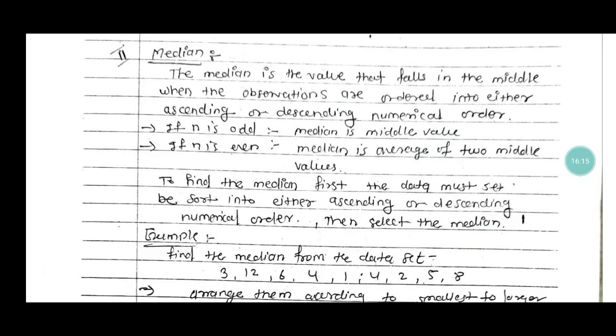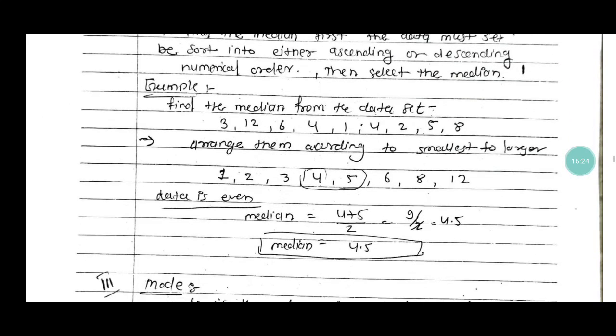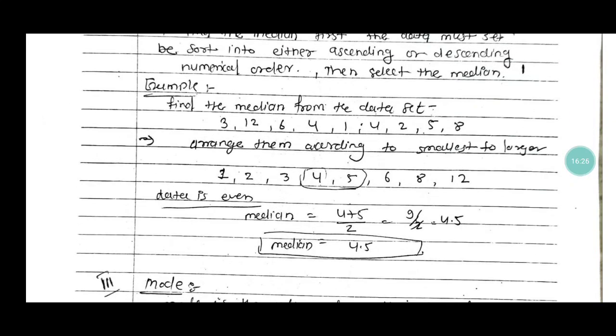So to find the median, first the data set must be sorted into either ascending or descending numerical order, then select the median. Here is an example. As I have said already, if the count is even, that is 1 2 3 4 5 6 7 8, the median is (4 + 5) divided by 2, where 9 by 2 is 4.5.